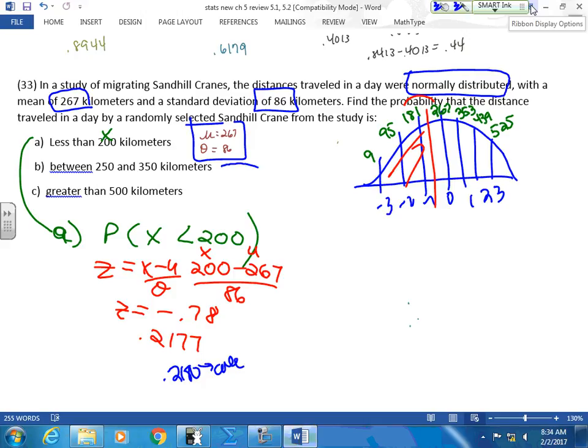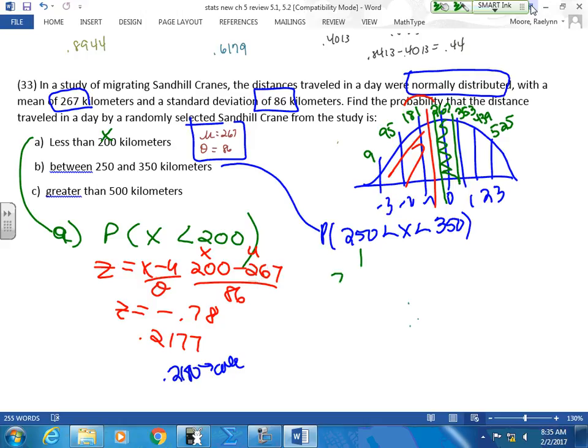Find a probability that is between, so the x is between these two numbers. Less than, make sure you give me less than. So for 250, I'm here, and for 350, I'm here. Do you think that's going to be less than 50% or more than 50%? Or about, but maybe a little less. Plus or minus 1 gives me 68%. So I'm going to be smaller than 68, right? At least I get a ballpark.